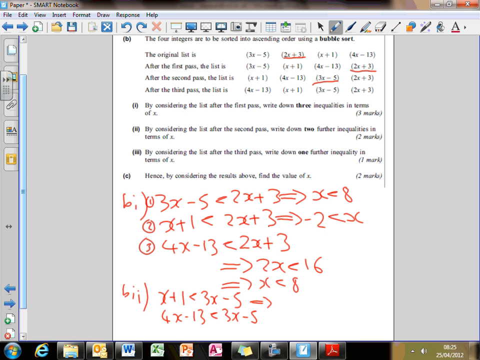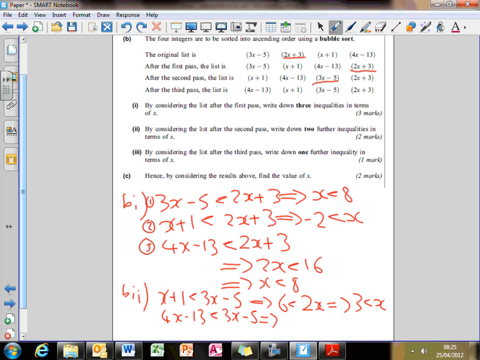So, let's be careful here. Let's do it in 2 steps. I'm going to add the 5 to both sides and take away the x from both sides. So 6 is less than 2x, which means 3 is less than x. So x is bigger than 3. Oh, we knew that. Anyway, flipping heck. When are we going to make progress, I wonder?